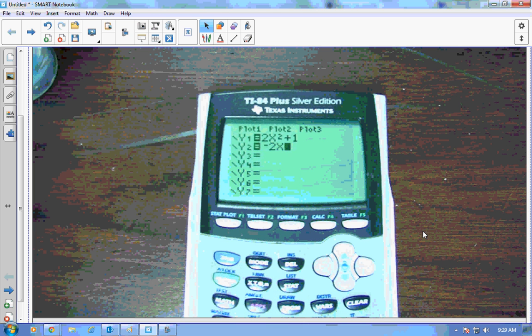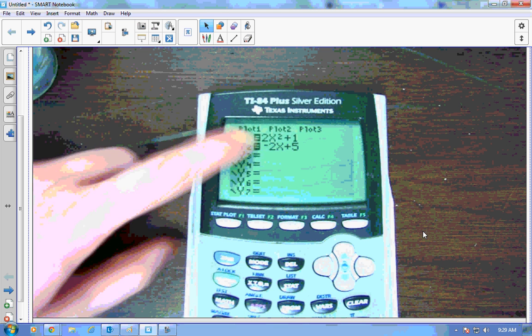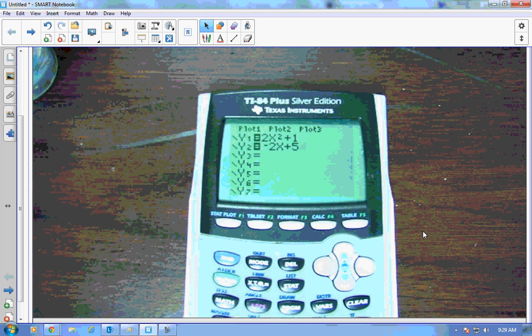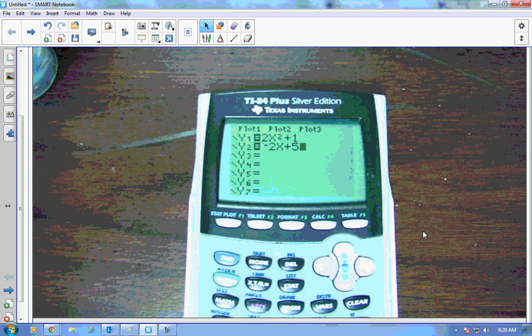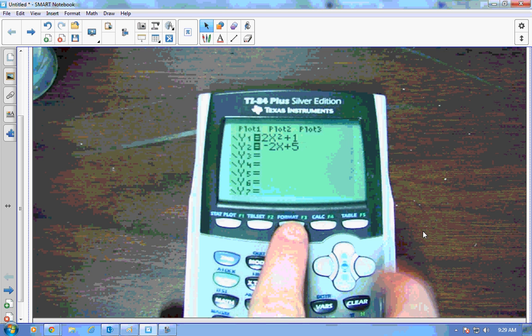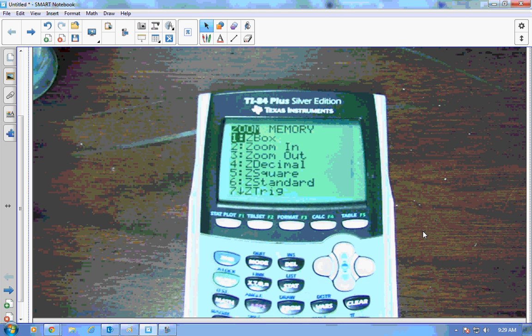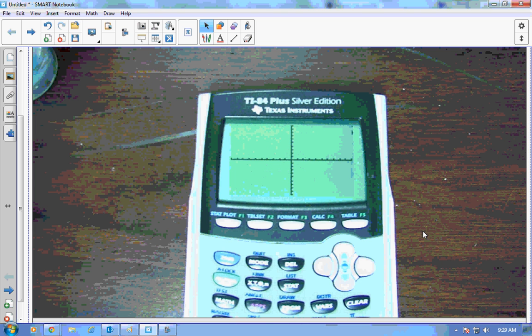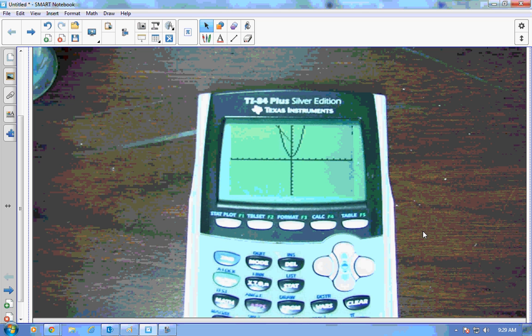Now arrow down and put in the other one: negative 2x plus 5. And you need to make sure both of the equal signs are highlighted. Does everyone have both equal signs highlighted when you type them in? To make sure we're all graphing on the same window, go to zoom. Which one gets you back to a standard window? Negative 10 to positive 10. Yeah, number 6. There's the first one, and here's the second one.